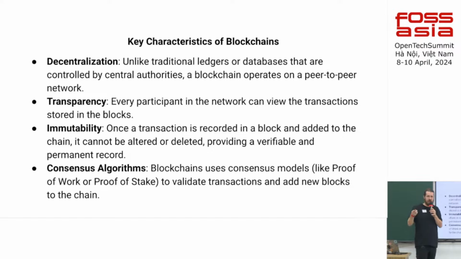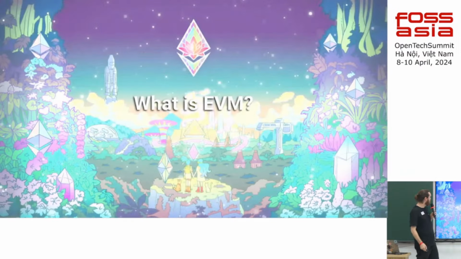It's impossible. If you tried to go back and say that on the very first block of Ethereum you had 1 million Ether, it just wouldn't work. It wouldn't compute. Blockchains use consensus models like proof of work, which you've probably heard of, or proof of stake. In the case of Ethereum, you'll be hearing a lot about proof of stake along your journey to validate new transactions. So what is the EVM?